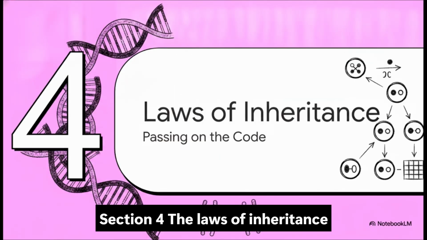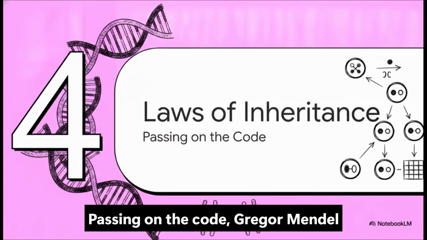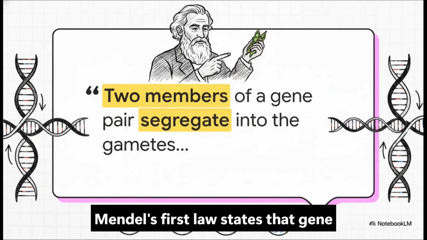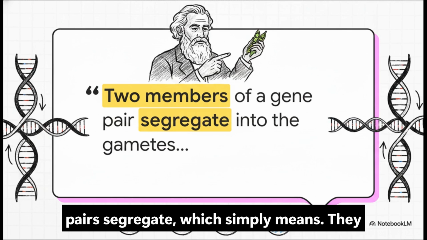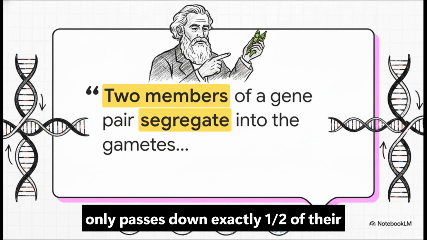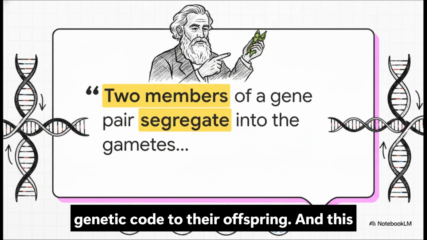Okay, Section 4, the laws of inheritance, passing on the code. Gregor Mendel laid the absolute groundwork for this. Mendel's first law states that gene pairs segregate, which simply means they separate from each other. So a parent only passes down exactly 1/2 of their genetic code to their offspring.